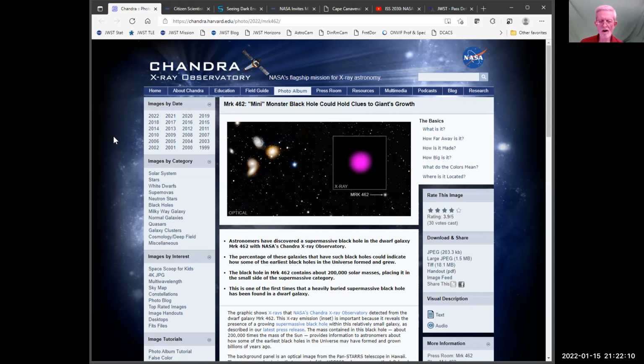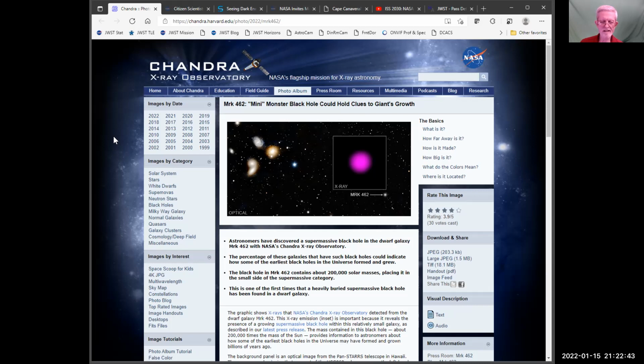So they thought that all large galaxies would have a supermassive black hole at their center. And what they recently found out was even small galaxies, dwarf galaxies, can have supermassive black holes at the core of them. The problem is this black hole is only about 200,000 solar masses. So calling that a supermassive black hole is kind of overstating it quite a bit.